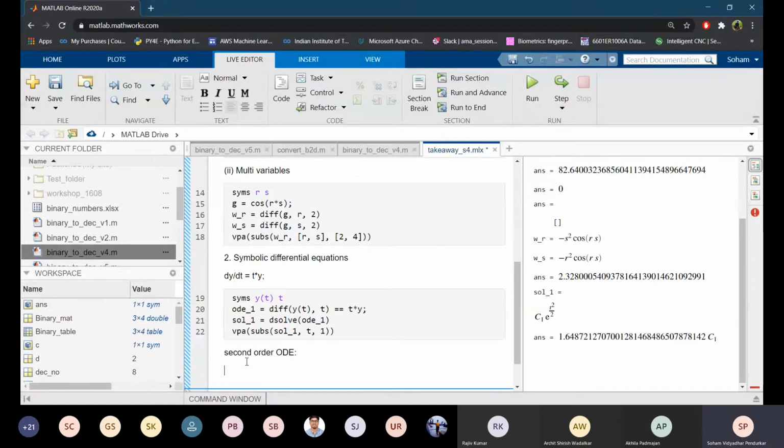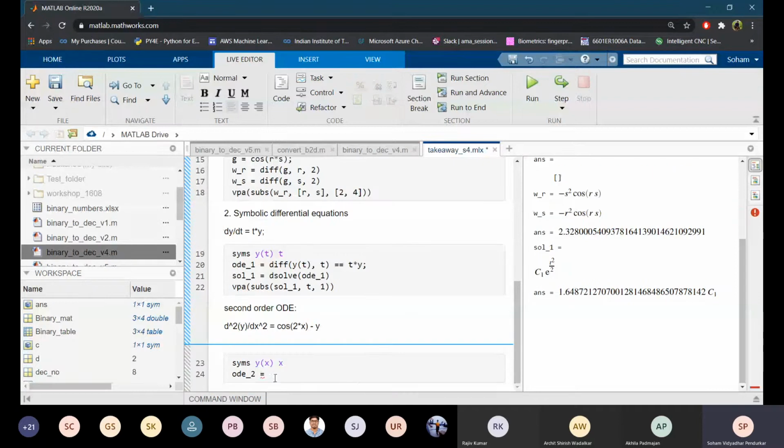Let's say it is like d2y by dx square is equal to cos of 2x, let's say cos of 2 times x minus y. Okay, so let's say this is the differential equation.